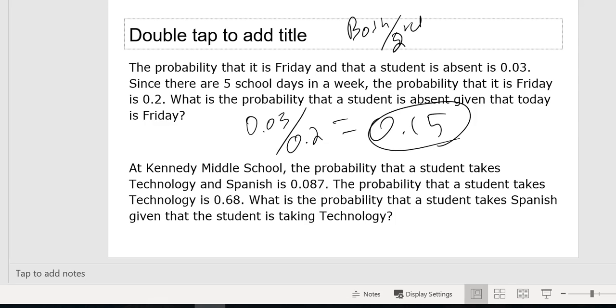At this middle school, the probability that a student takes technology and Spanish is 0.087. The probability that a student takes technology is 0.68. What's the probability that a student takes Spanish given that they're taking technology? So the top number is both. What's the percent of students taking both of them? It's 0.087. And how many people are just taking technology? It's 0.68. So you take 0.087 divided by 0.68, and I'll just write out 0.128. That's good.